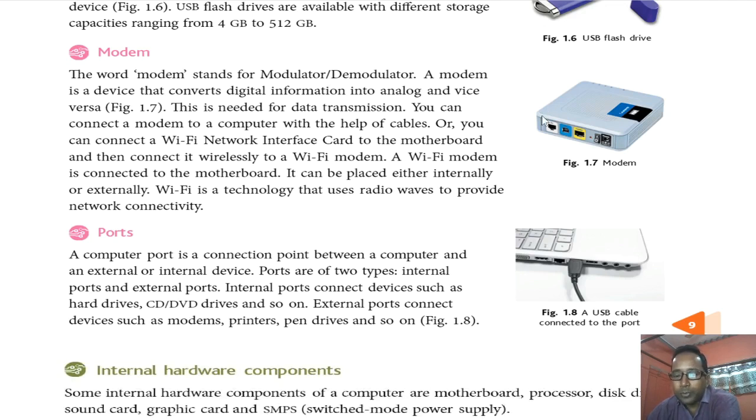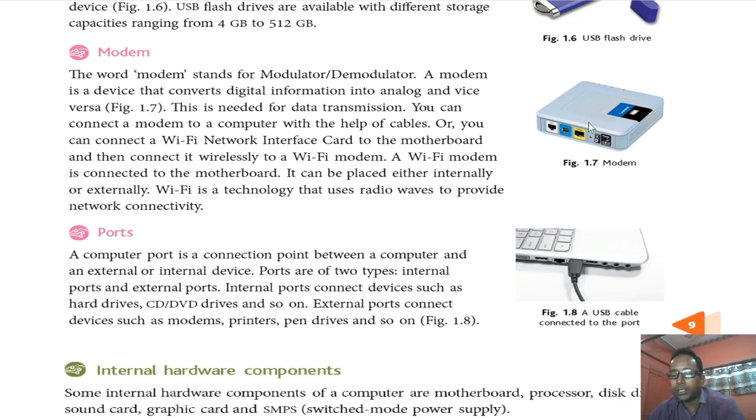This is used to transmit data after converting the data. We use this device to connect our computer to a telephone line, because when we access the internet, the signal or information comes through the telephone line, and the telephone line carries an analog signal which our digital computer cannot understand.